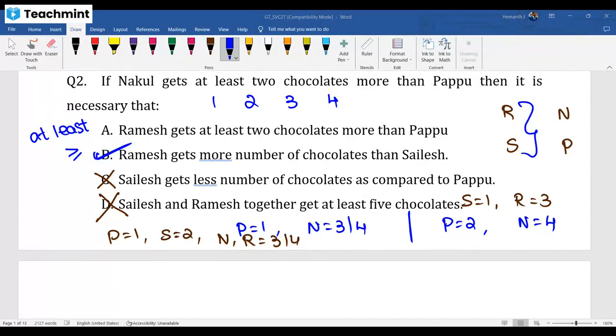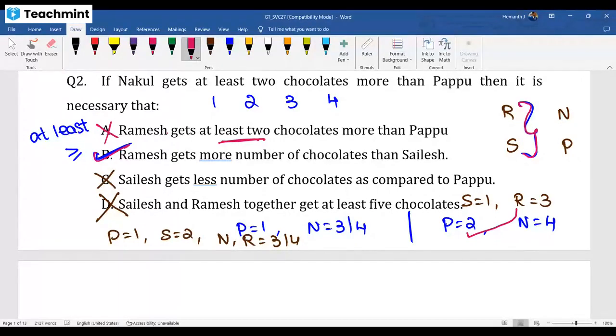100% sure, option B is correct. Again, Madhuri, excellent. We know already this is given in the question. Ramesh got more than Sailesh is already there, straightforward in option B. Then the other option says Ramesh got at least 2 chocolates more than Pappu. Here this is wrong, only 1 chocolate more. At least 2 chocolates fails here.